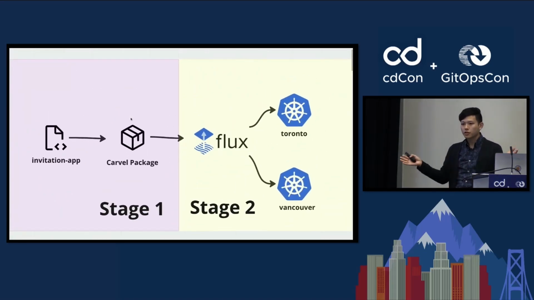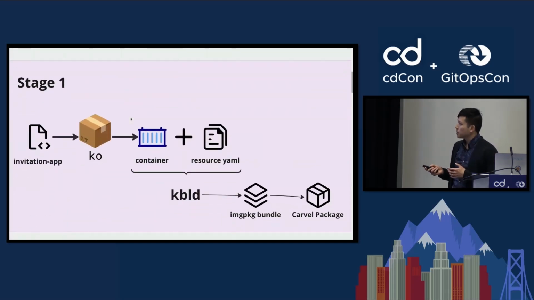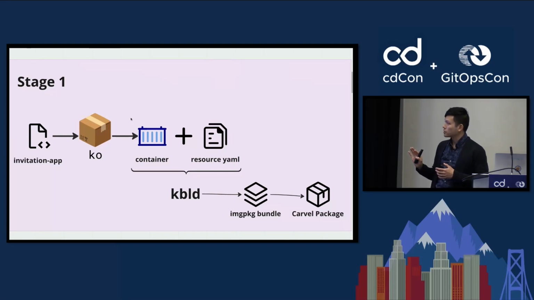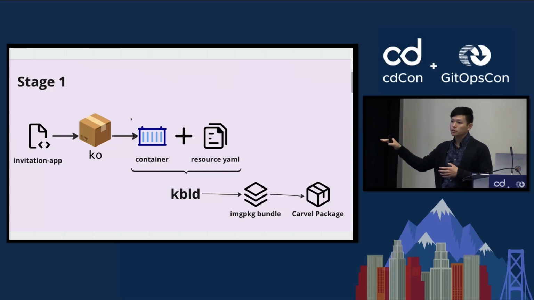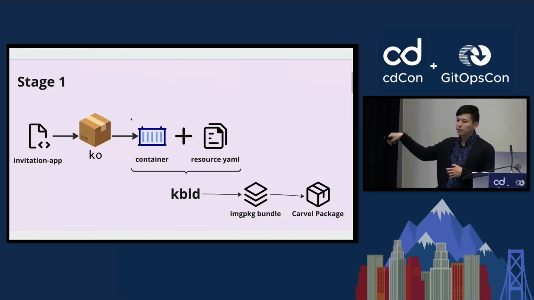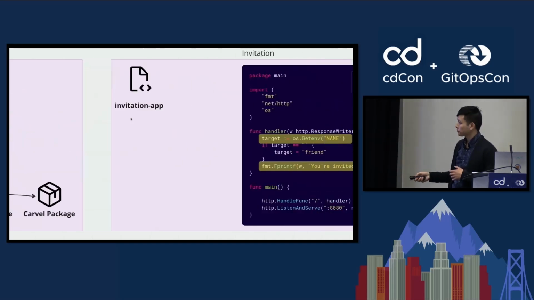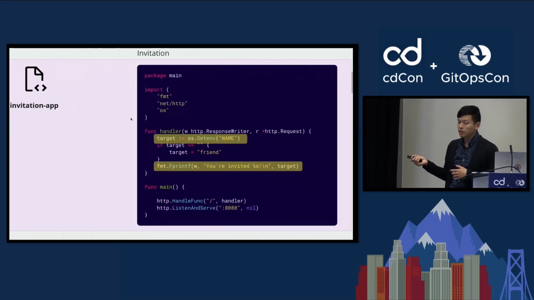So going back to our journey for taking our application to the multiple clouds, stage 1 and stage 2. Stage 1 has a little bit more steps involved. We start off with the Golang app. We're going to use code to build the container. We're going to write our resource YAML. We're going to use that kbuild tool from Carvel to create the image package bundle and then wrap it up into a Carvel package.